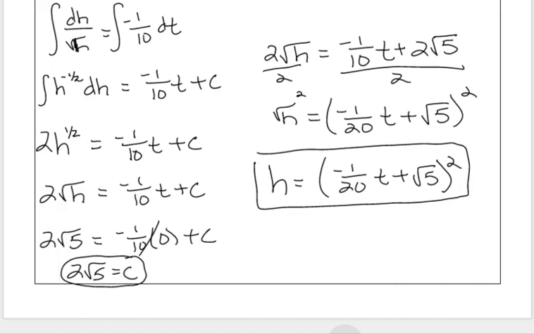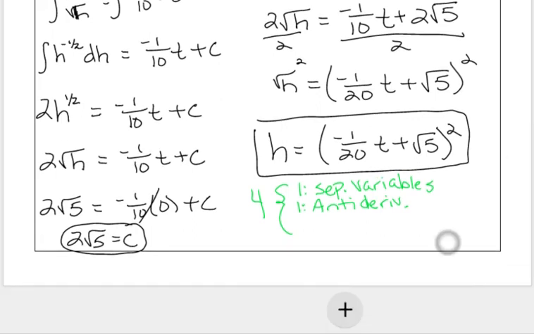So for this question, it was worth 4 points. So it's 1 point for separating your variables. It's 1 point for taking your antiderivatives. 1 for your antiderivatives. It's 1 point for finding your C, and then it's 1 point for actually solving for H and getting your final answer.